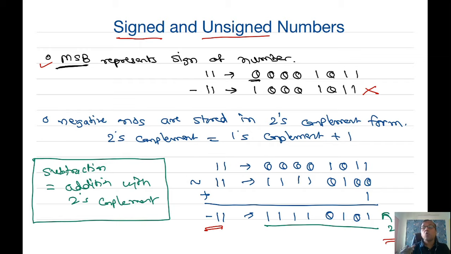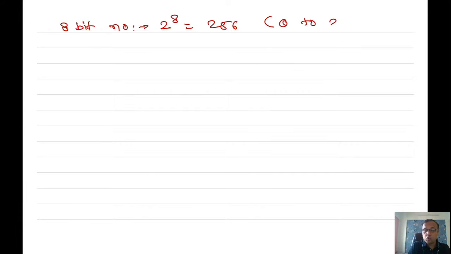I was trying to tell you what is so special about 245, right? Please take a look. For any 8-bit number, the maximum is 2 raised to 8, which comes out to be 256. To be precise, it is 0 to 255, right? 0 to 255. What do you find?